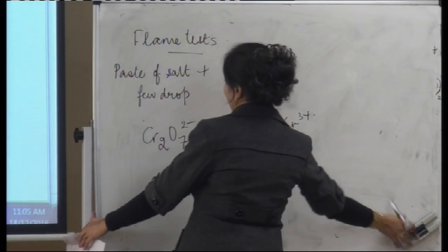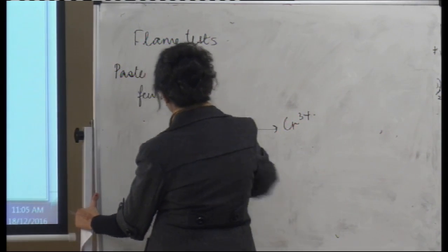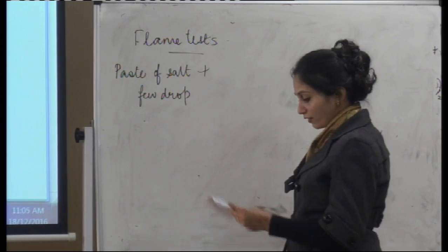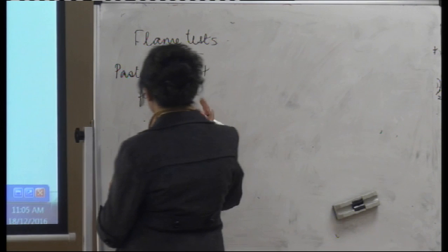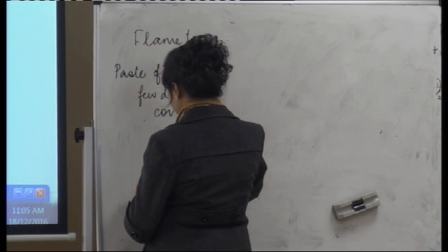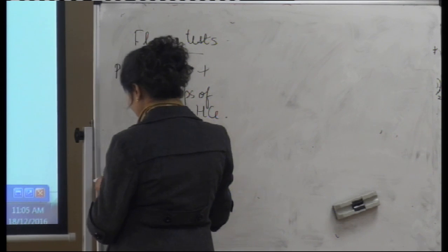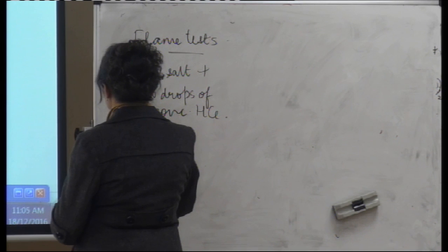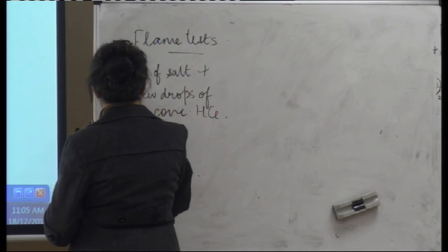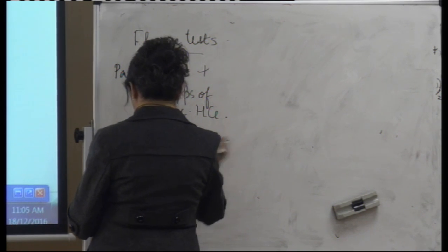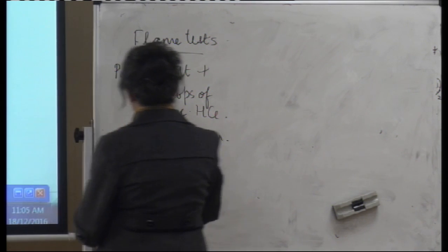Okay, so now flame test पे वापस आते हैं because that is an easy one to do. Paste लो salt का, उसके अंदर you add a few drops of concentrated HCl, and what you do is you heat a platinum wire in a non-luminous flame. I'm sure it must be given in your notes as well, I don't know.